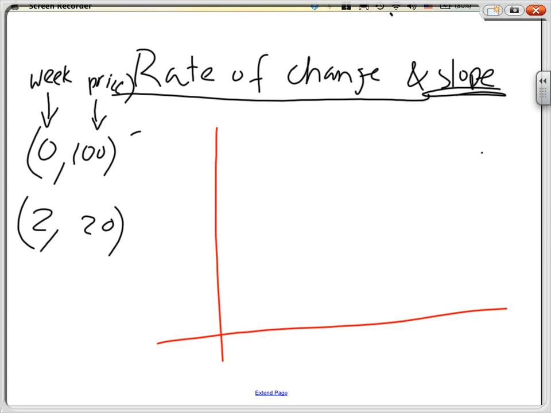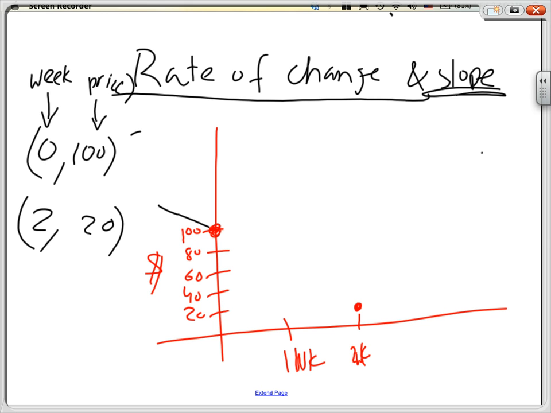Here is 0 and 100, so $20, 40, 60, 80, 100. Notice this is the money, the price. So 0, 100 right there. This is the start of the week, and then here's the 1 week mark. Here's 2 weeks. So after 2 weeks, the price comes down to $20, right? So I just quickly do a sketch of that.